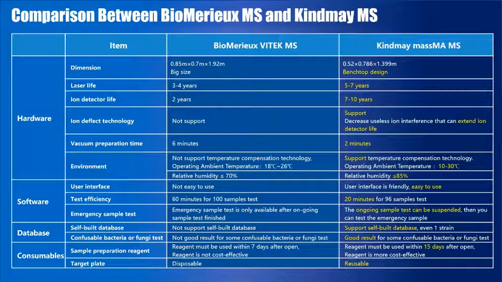For bioMérieux, the hardware was OEM from Shimadzu, and the hardware was released 20 years ago. So from 4 aspects, I make a comparison here: hardware, software, database, and consumables. So for the hardware, the size of the VITEK MS mass spectrometer, you can see the size is very big. But for us, it is a benchtop design, which is space saving.